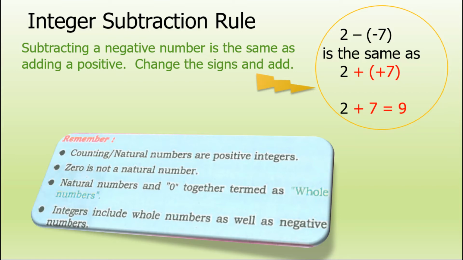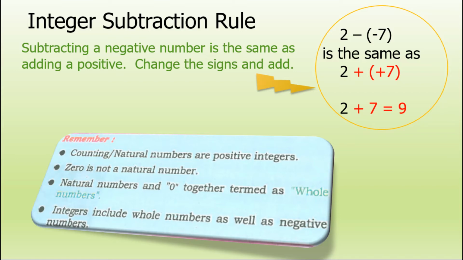Integer subtraction rule is, subtracting a negative integer is same as adding a positive one. Change the sign and add. You can see in the example 2 minus minus 7. So minus multiplied with minus will become plus. So that will become 2 plus 7 equal to 9.